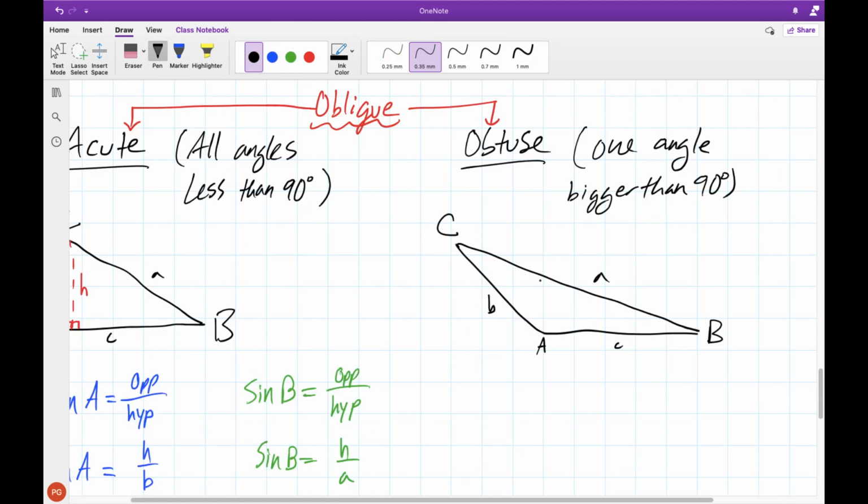Now what about our other case, our obtuse triangle? This one turns out to be a little bit harder, and you actually need to draw your height outside of your triangle here, which is a bit weird. But you can go through the same idea that we did on the left here, and you should get the same equations.